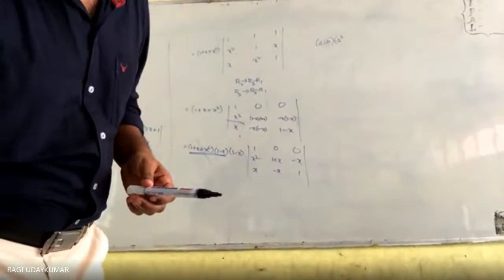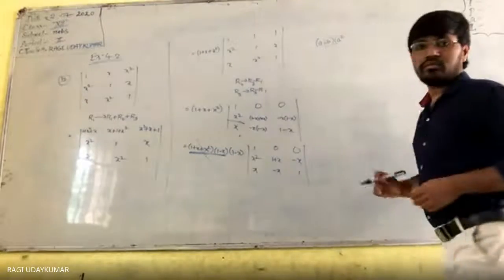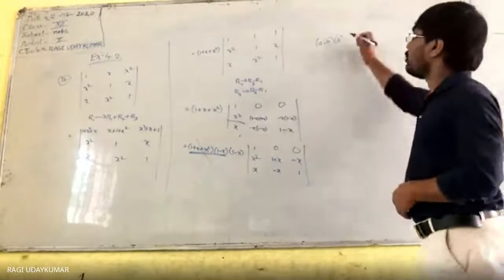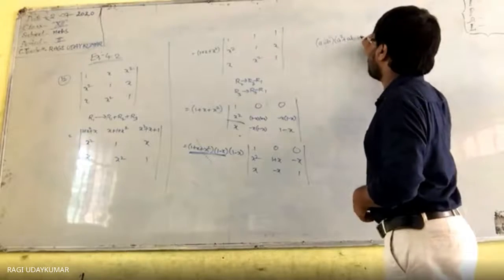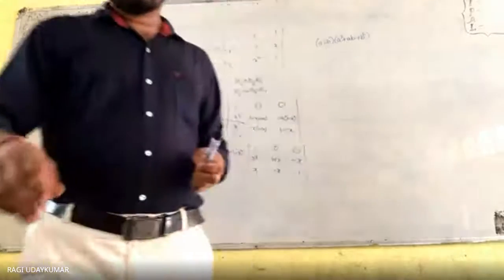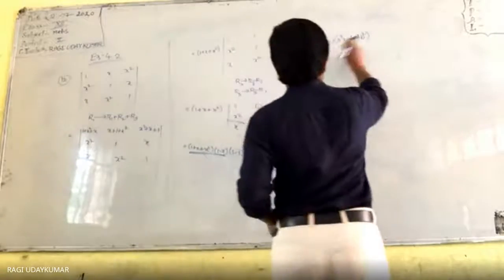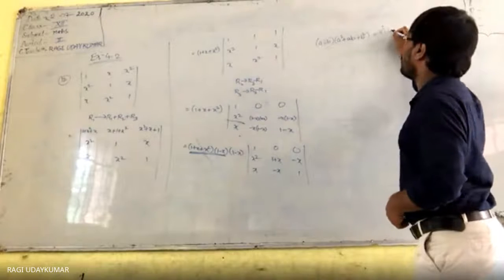Any doubt? A minus b into a square plus ab plus b square, what is the formula? Sir, A. Yes, tell. It's right. Sir, A cube minus B cube. Very good. A cube minus b cube. Minus here होता है तो ये a cube minus b cube होता है.